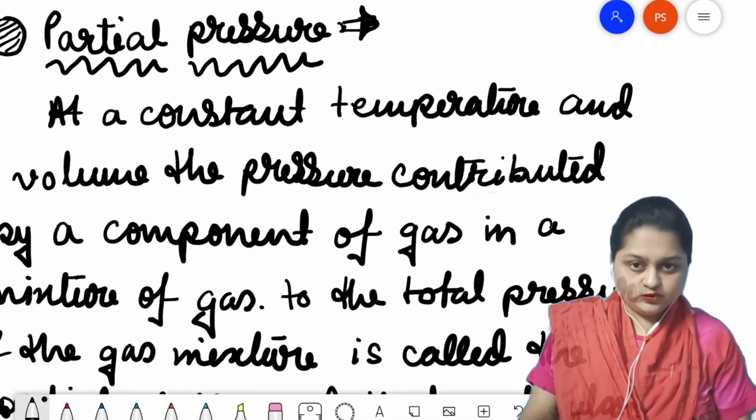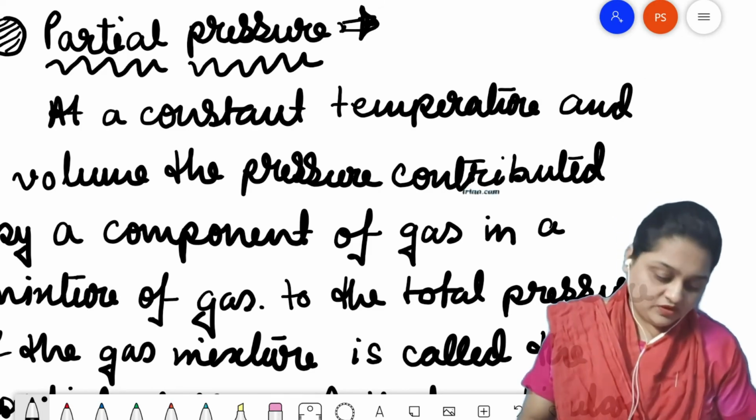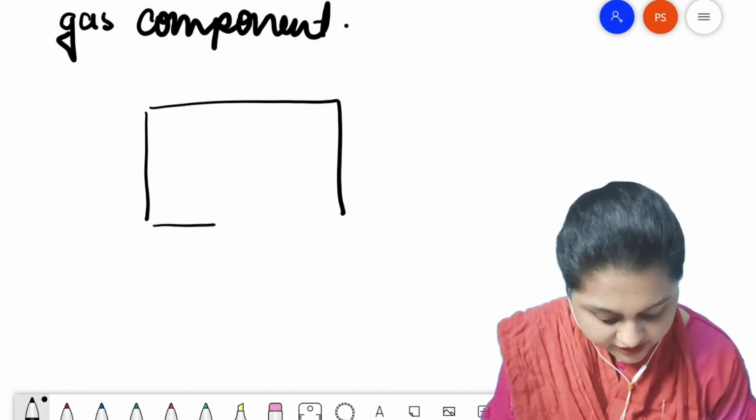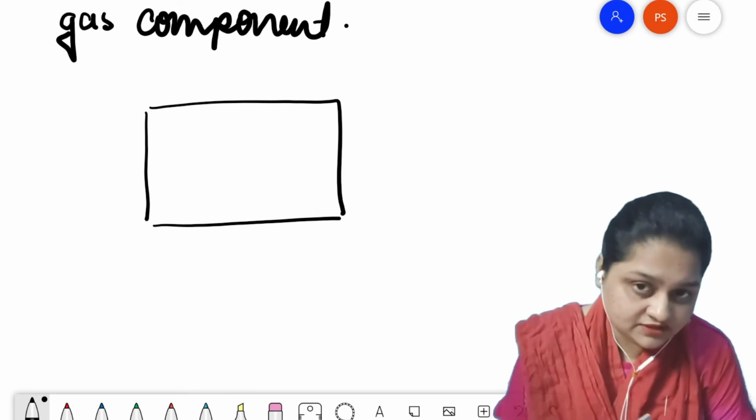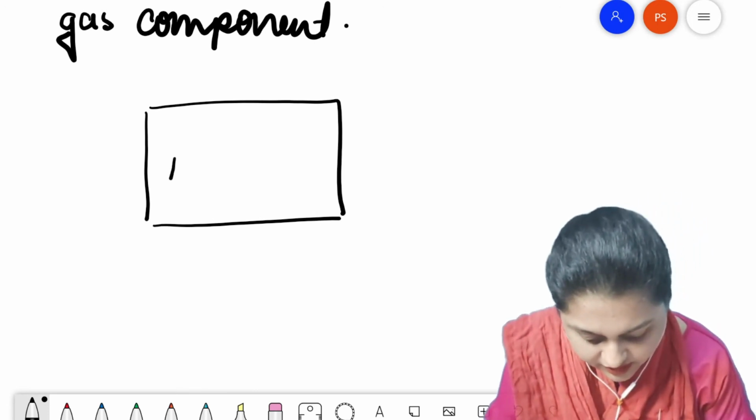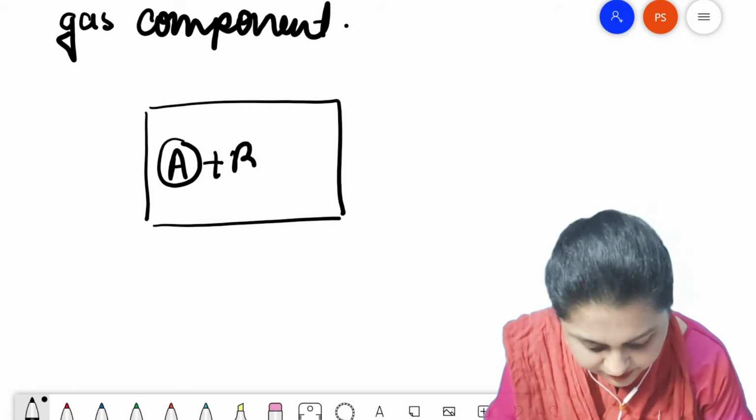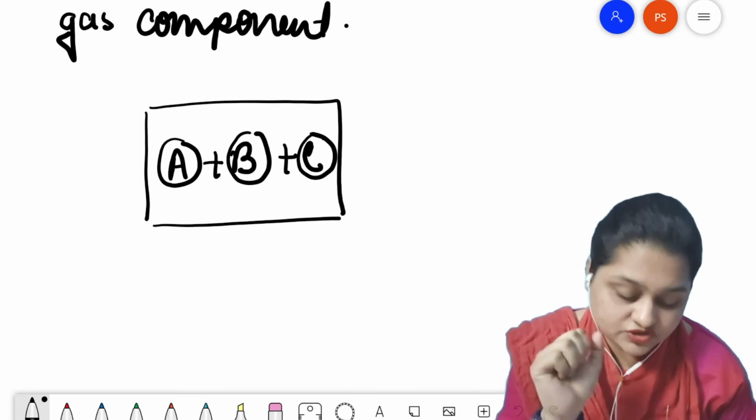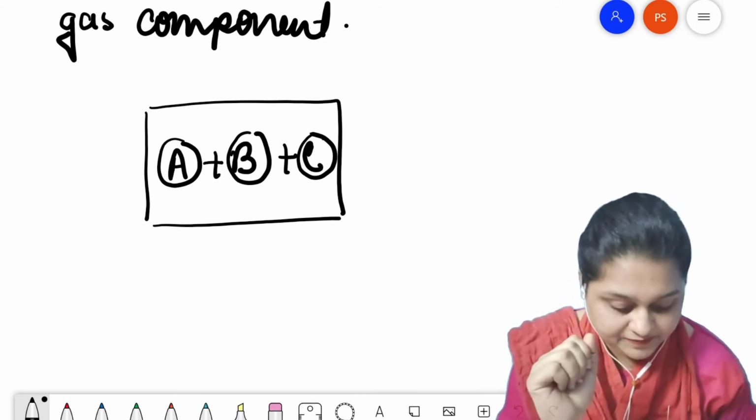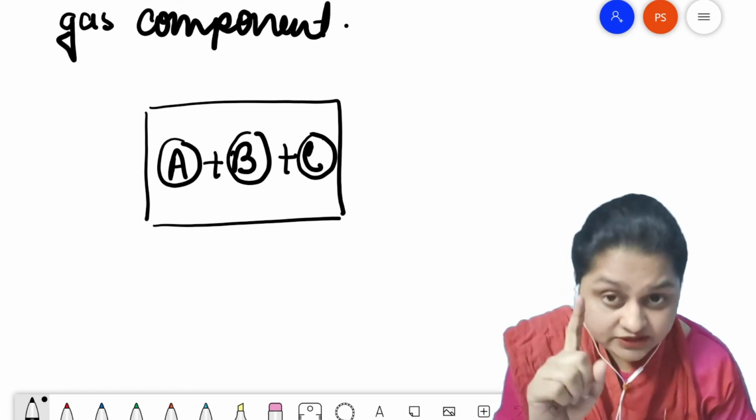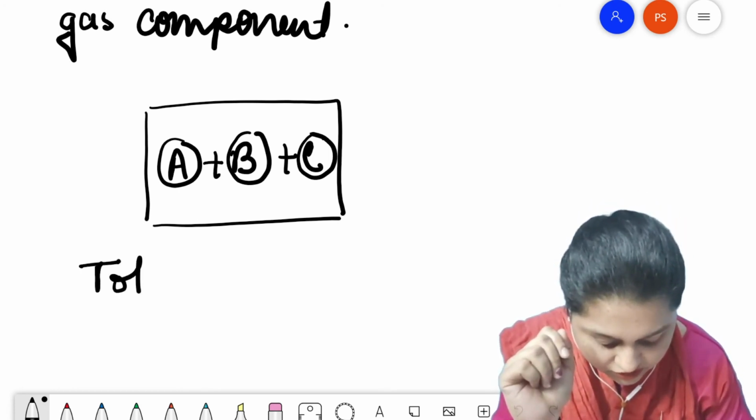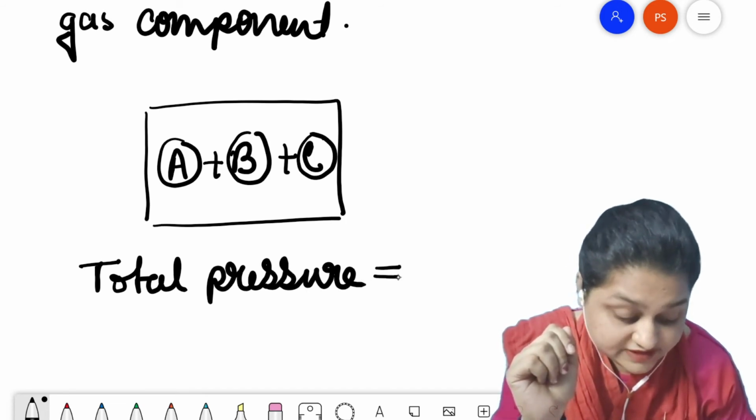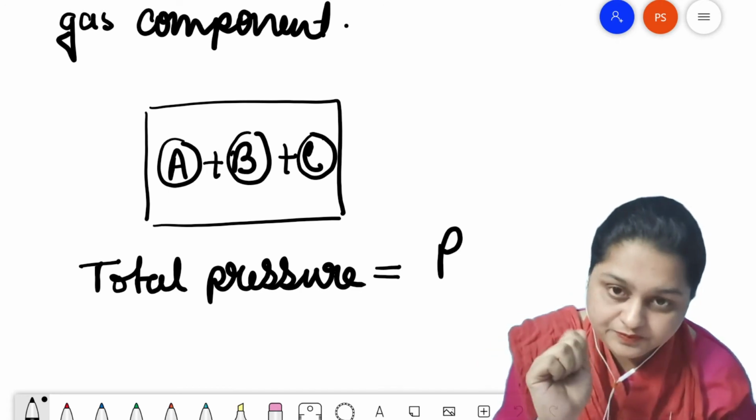Now the next theory that we are going to study is known as partial pressure. Let's assume we have taken a container, and in this container there is gas A mixed with gas B mixed with gas C. So there is a mixture of three gases that we have taken: gas A, gas B and gas C in this particular container. And the total pressure of this gas mixture that we get is P.